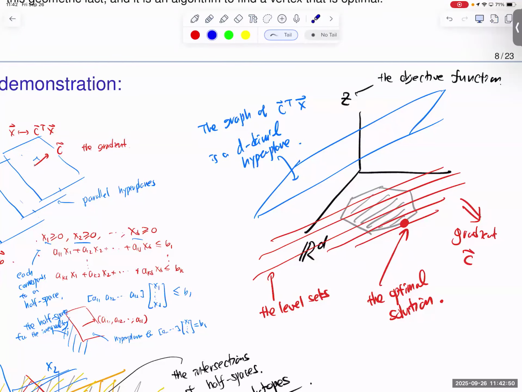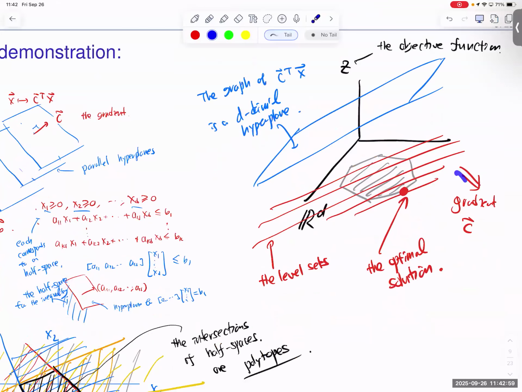Yes. Yeah, of course. If the gradient is tilted a little bit like this, then you have this level set, and the whole face of the polytope consists of optimal solutions. No, you have a vertex, you always have a vertex as a solution, but not only a vertex. You will have several vertices and the corresponding face. Very good question. Okay.